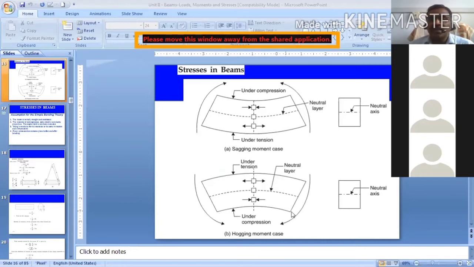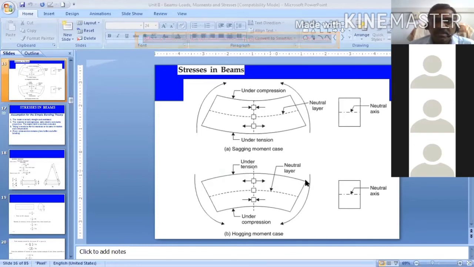So always we are interested in calculating the maximum stress. At the top surface, it will be subjected to maximum tensile stress. Bottom will be maximum compressive. So we have to find it only at the surface, only at the extreme fibers. Here the top surface is compressive, bottom surface is tensile. Here the top surface is tensile, bottom surface is compressive. At the neutral axis, no stress.